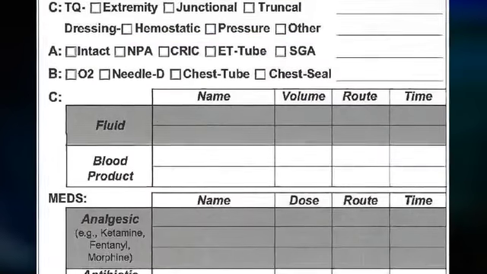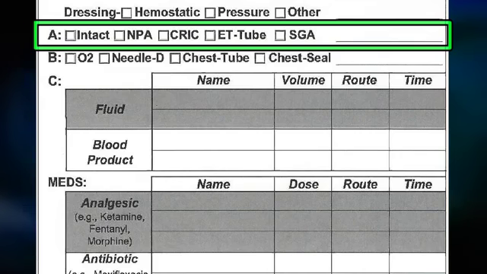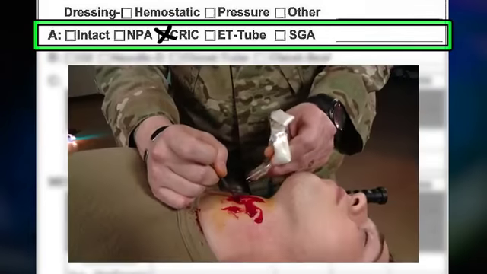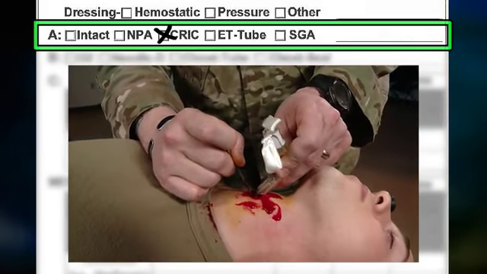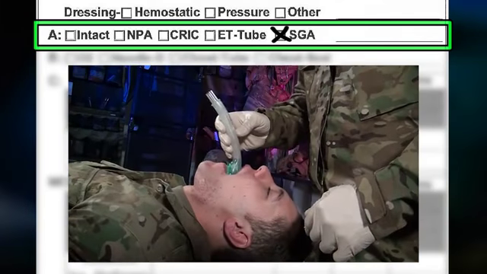The next line, or A, is for airway assessment and interventions. If the airway was not intact, document the intervention and device type used to open it. NPA means nasopharyngeal airway. Cric denotes cricothyroidotomy. ET is an endotracheal tube, and SGA is a supraglottic airway.